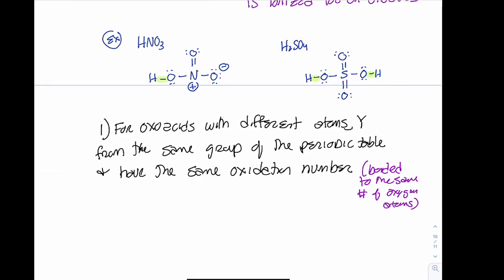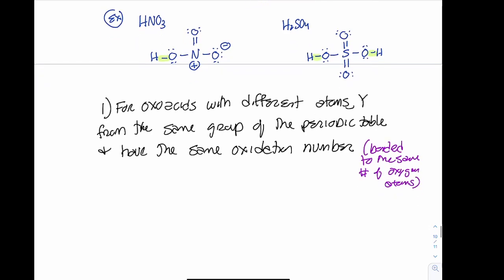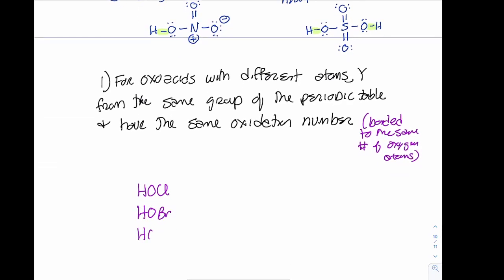So an example, if I was to look at HOCl, HOBr, HOI, right? Chlorine, bromine, and iodine are representing that atom Y. They're all in the same group, right? They're in group 7A. And if I was to assign oxidation numbers to chlorine, bromine, and iodine, they're actually going to have the same oxidation number.